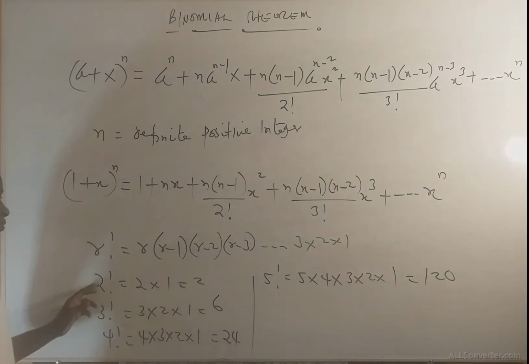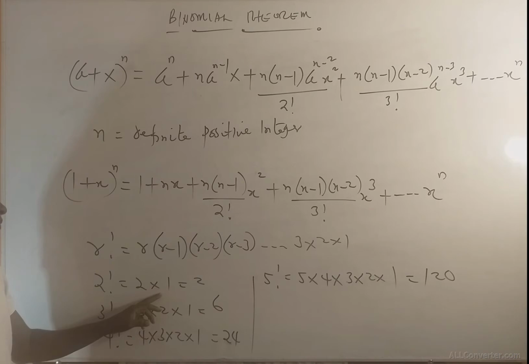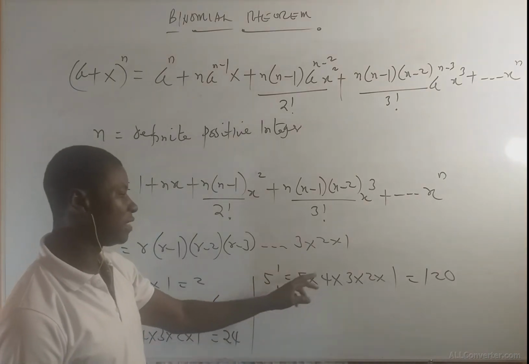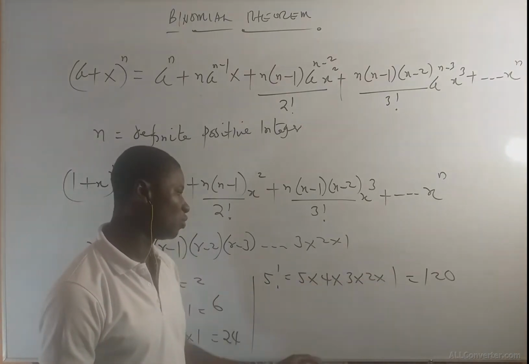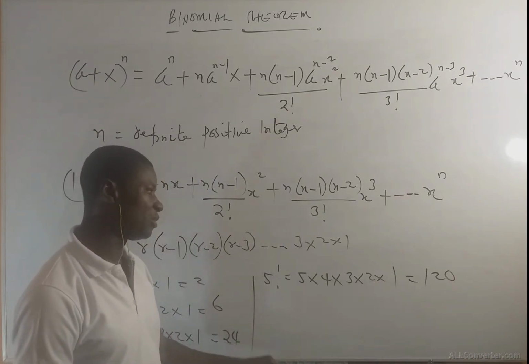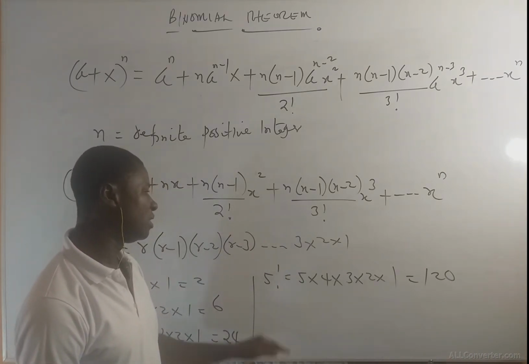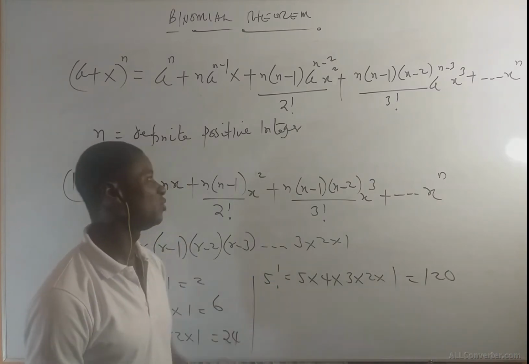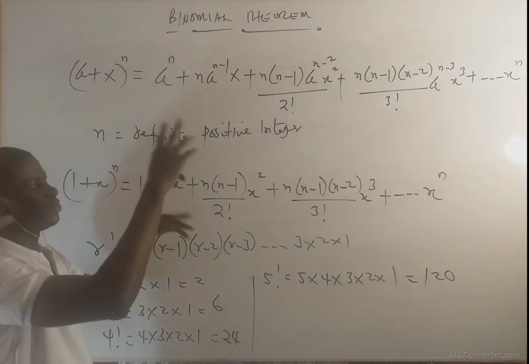So if you are 2 factorial, it's 2 times 1. If you are 3 factorial, it's 3 times 2 times 1. If you are 4 factorial, it's 4 times 3 times 2 times 1. If you are 5 factorial, it's 5 times 4 times 3 times 2 times 1. So if you also have 6 factorial, then it's going to be 6 times 5 times 4 times 3 times 2 times 1. You also get your answer. So in general, that is what we are talking about.